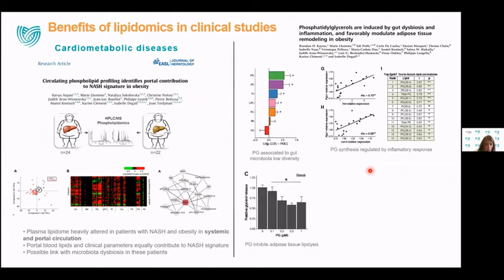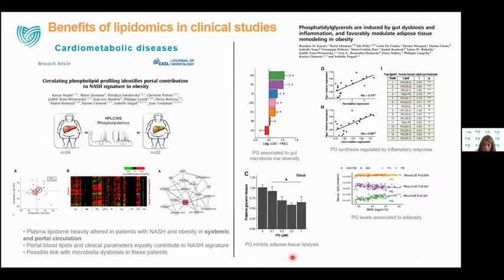On the other hand, we've shown that phosphatidylglycerols could inhibit adipose tissue lipolysis, and that their levels were highly associated to adiposity. As you can see here, the BMI is highly correlated with the PG levels, which is not the case of other phospholipids. So in conclusion of that study, what we could say is that the PGs are lipids that respond to an inflammation that is regulated by microbiota via endotoxins, and that PGs are also able to regulate adipose tissue homeostasis in obesity.